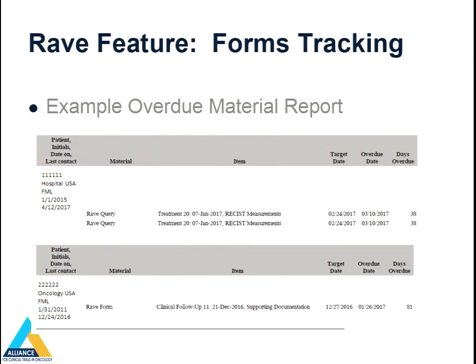This is what it looks like. It's an example. They will have the ID of the patient, the date they went on, and they'll also have the telephone number of the data manager for that particular trial so that they can contact them. The material then will indicate whether it's a query or a form, and then it'll be specific about what form and what folder that comes from. The target date is what you saw in RAVE, the expected date for that data, and then when it was deemed overdue.